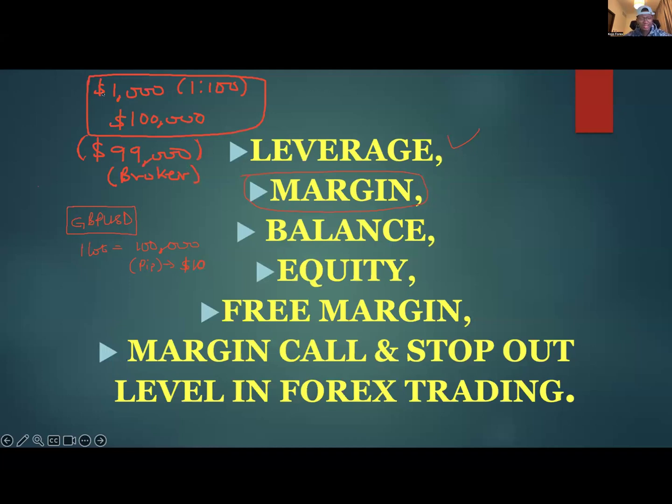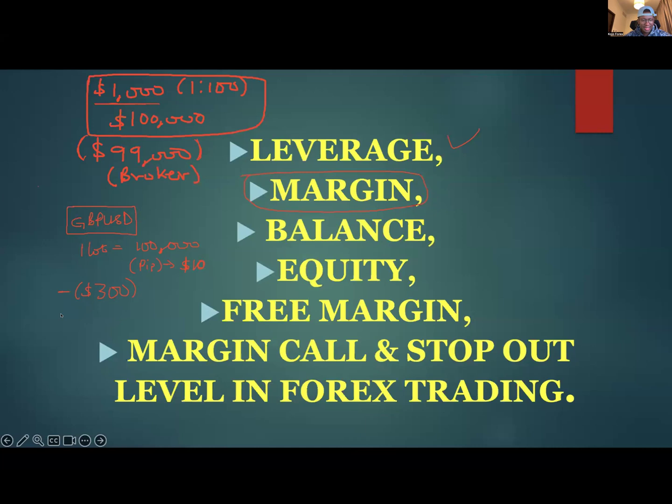But let's just say that with your $1,000, you traded one lot of GBP USD. The broker can put aside, let's say, $300 from your account. That is set aside as what? Margin, right? $300 from your account is called margin. What does the $300 mean? The $300 means that if the trade is not going in your favor, the broker has the $300 as a safe bet to protect their 99,000 capital.